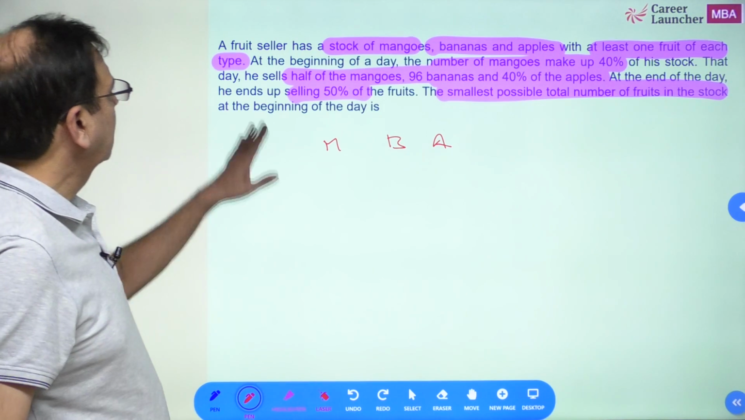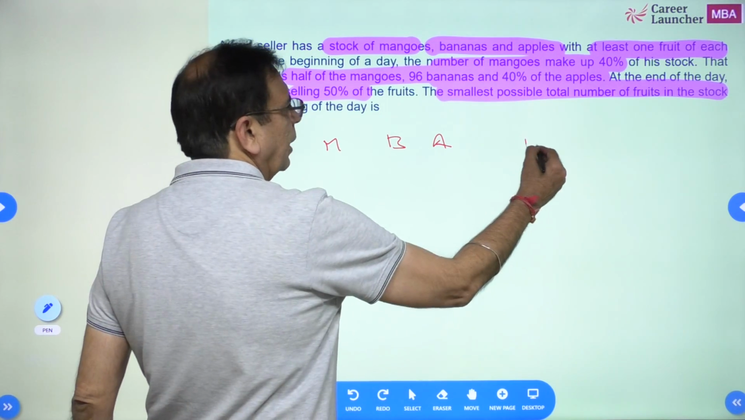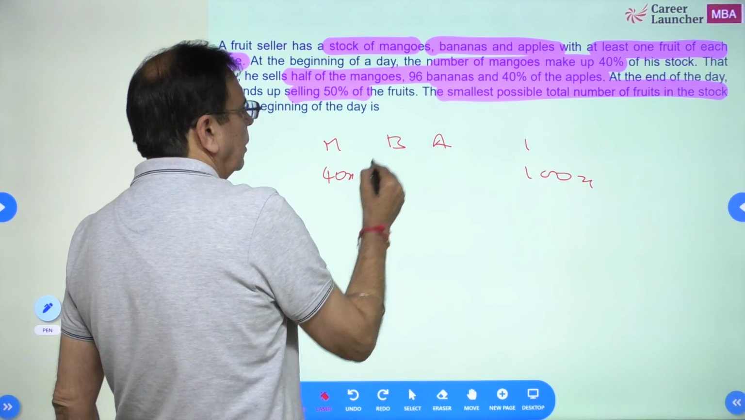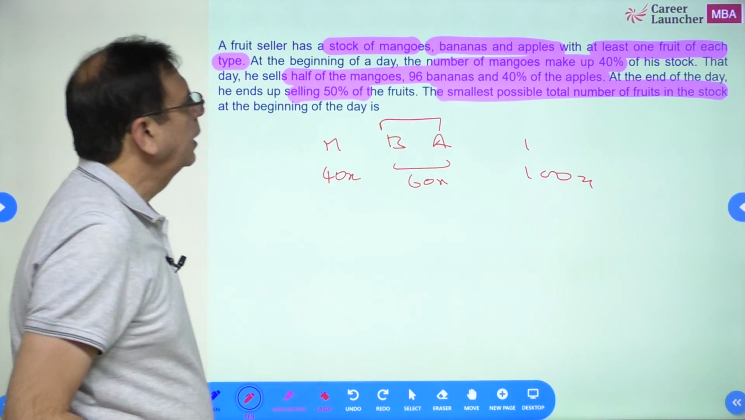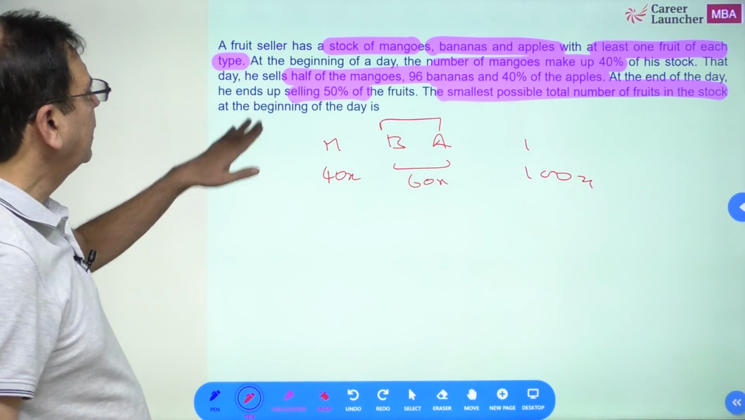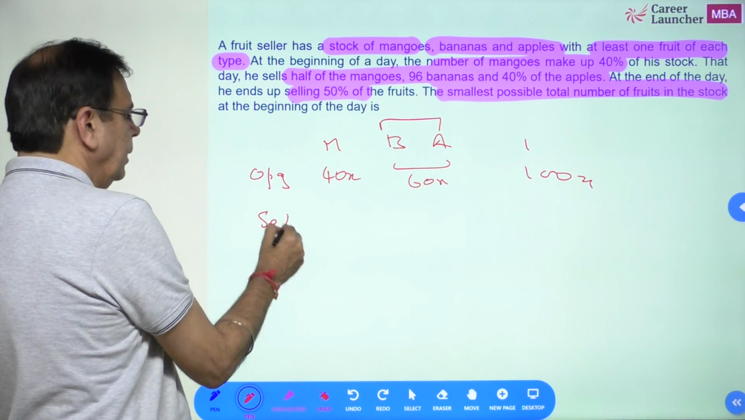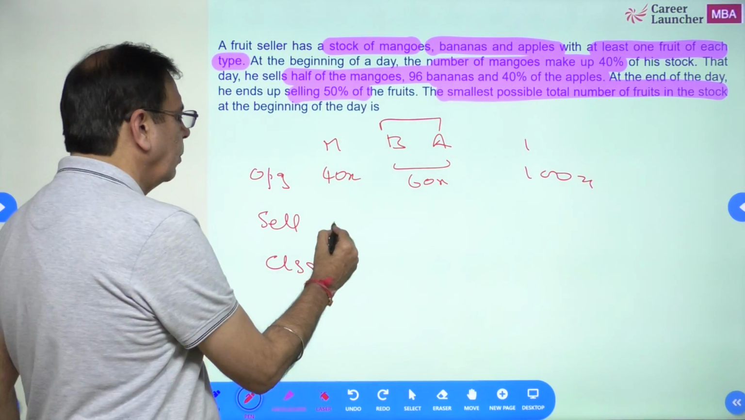Okay. With at least one fruit, at the beginning, the number of mangoes make up 40% of the stock. So if there are 100x out here, this is going to be 40x. These two are going to be 60x. Right? Okay. That day he sells. So this is the opening stock, and then he is selling something and he has a closing stock. That day he sells half the mangoes, so 20x निकल गए.